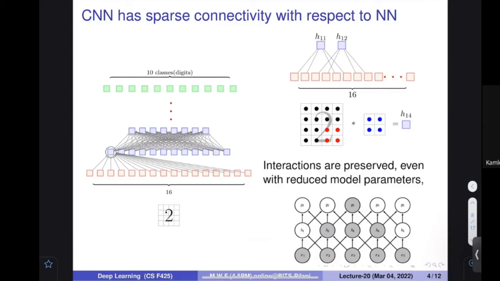So what I wanted to tell is that interactions are actually preserved. It looks like you are doing sparse connectivity and this is only representing these 5 things. But if you go to the higher level, those neurons would be representing the interaction with all these things. And that's why the power comes into this kind of architecture. Make sense? Yes or no?